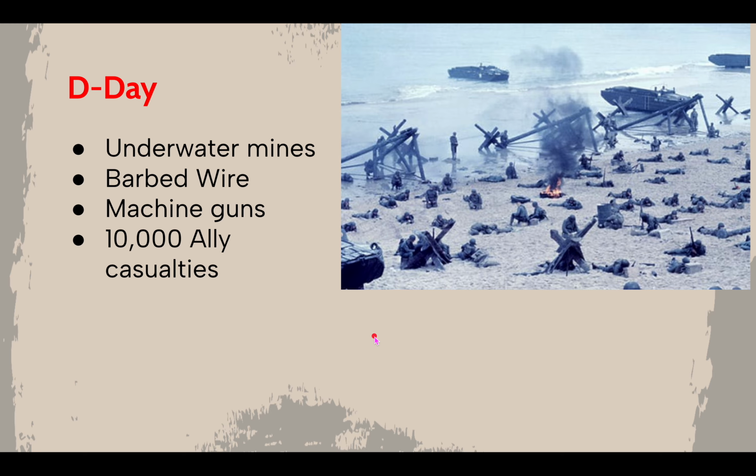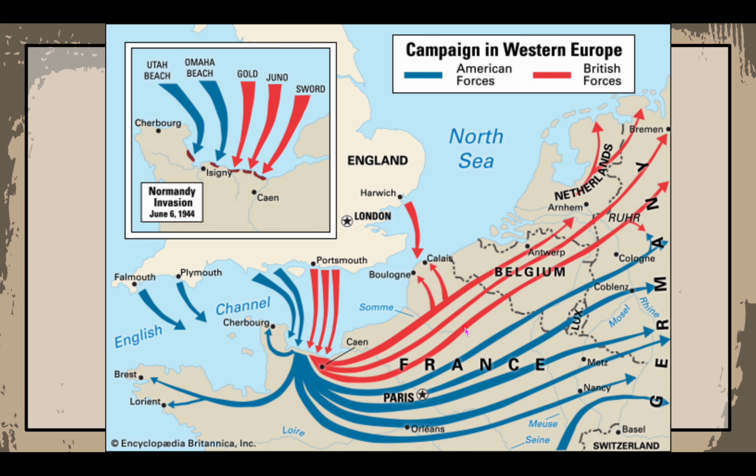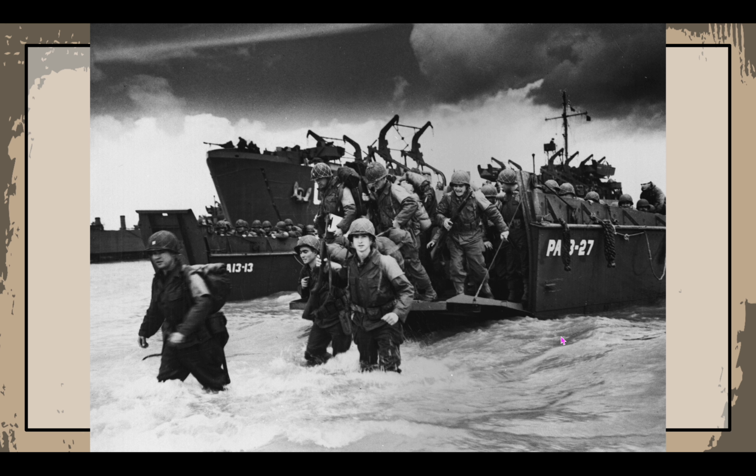All right, so during D-Day, there were underwater mines, there was barbed wire, there were machine guns. There were about 10,000 Allied casualties. So here's a picture of what that looks like. And here's again more of that zoomed in map there. Here's another photo of the soldiers getting off of the boats.